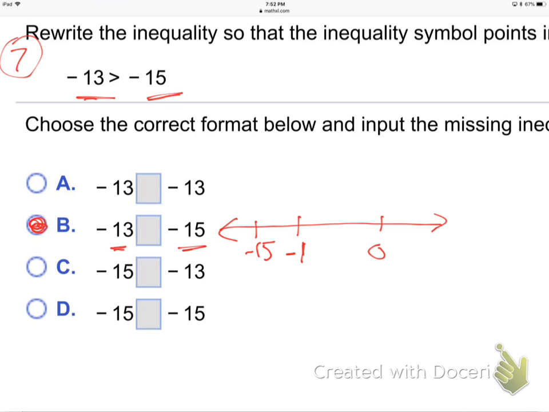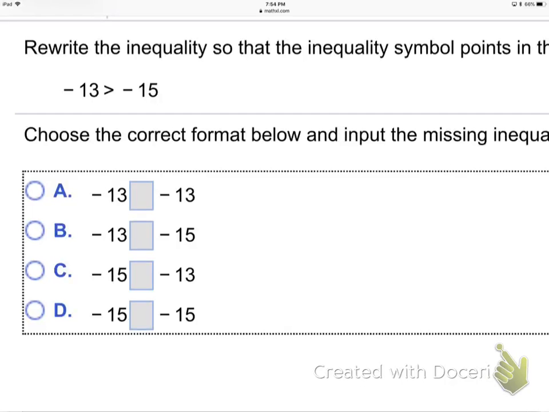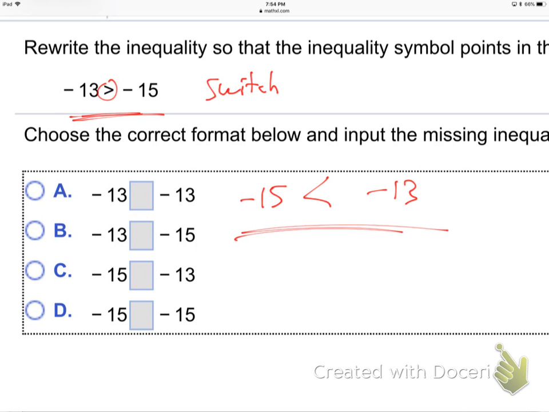It's asking to switch the inequality symbol points. So if you read these words up here, they're basically saying switch them. They want the negative 15 on the left, the negative 13 on the right, and they want you to switch the symbol as well. So it was wide side that way, so now it goes this way. That's saying the same truth as that. In both cases, it's saying that negative 13 is the bigger one because it's on the wide side. That's saying the same truth.